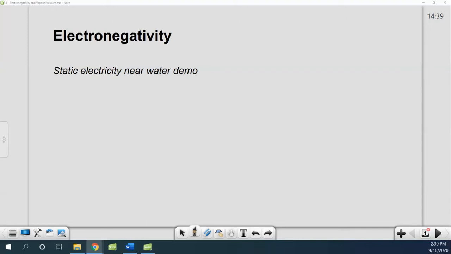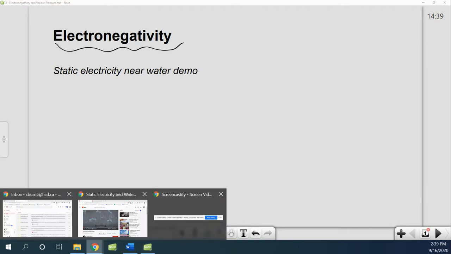Today's topic is going to be electronegativity. But before we hop into there, we're going to watch a little bit of a demo of what happens when you bring static electricity near water. Now, I know some of you guys might know this one already, but let's take a look anyways.